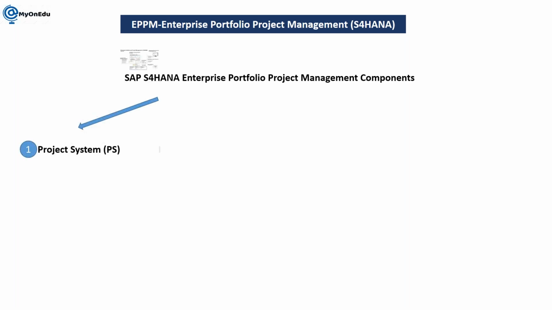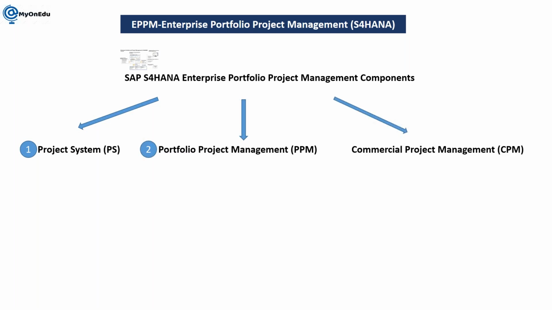So here we were talking about types of projects, but when we come to EPPM, Enterprise Portfolio and Project Management, we have three different modules. We have some other modules also, but these are the major modules. One is Project System, another is Portfolio and Project Management, and another is Commercial Project Management.